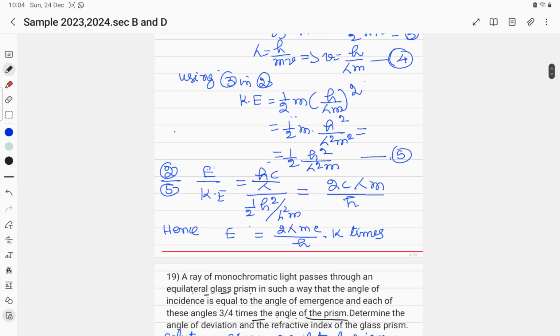Then E by KE. E, energy of photon, is hc by lambda. Kinetic energy we have already found out as half of h square by lambda square m. On solving, we get E is equal to 2 lambda mc by h times KE. Hence proved.